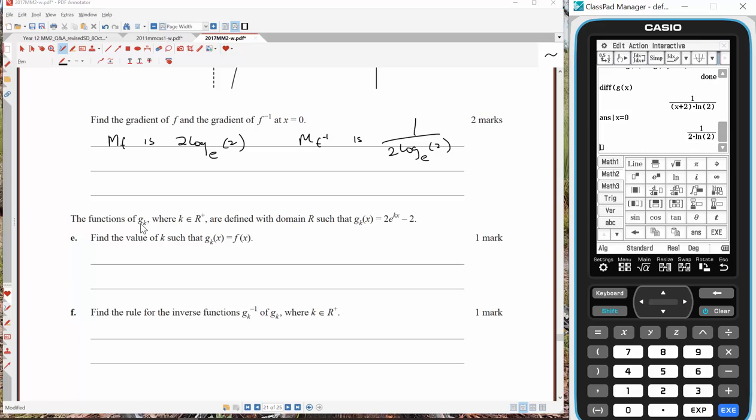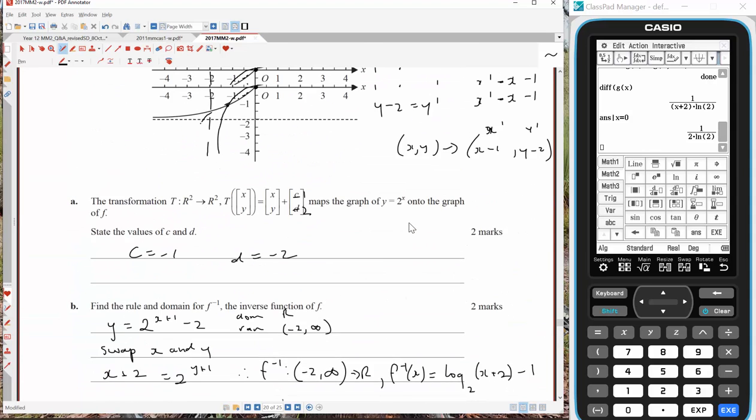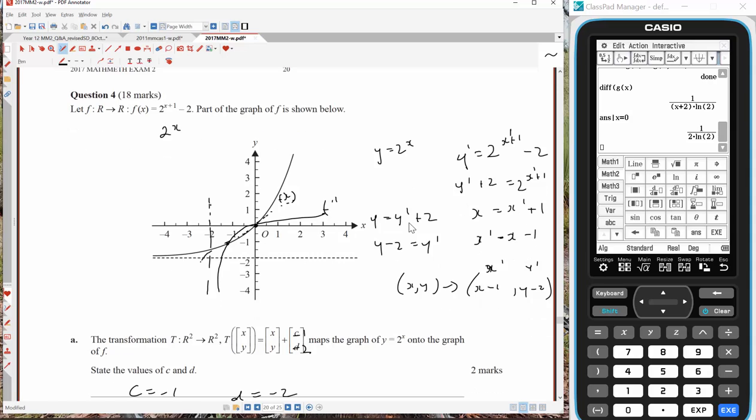Okay, the functions g_k, where k is an element of the positive reals, are defined with the domain R. Find the value of k such that g_k of x is equal to f of x. So remember, f of x is equal to, what was it? 2 to the x plus 1 take 2.